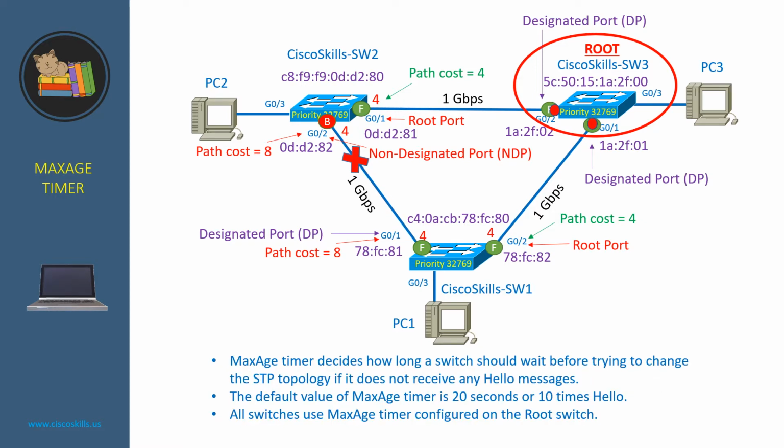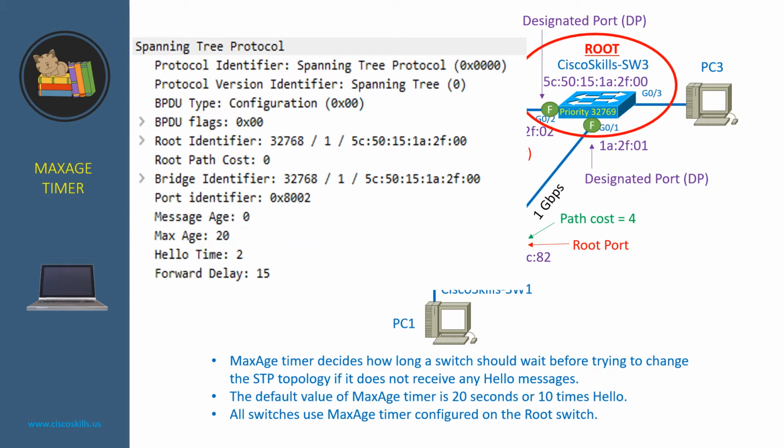As you know, inside the Hello message generated by the root switch, there's a field called max age. It is a timer that decides how long a switch should wait before trying to change the STP topology if it does not receive any Hello message. The default value of the max age timer is 20 seconds, or 10 times the Hello timer. In this case, we know that Cisco CCNA uses the default max age timer because it has 20 seconds.